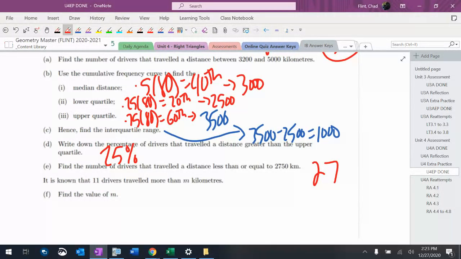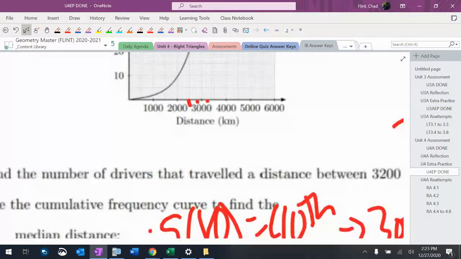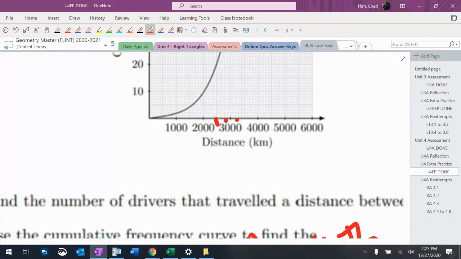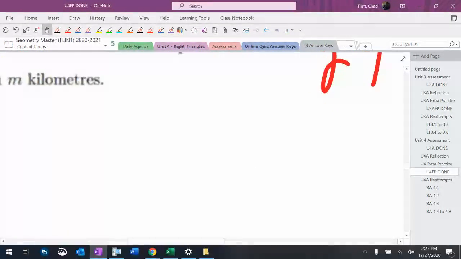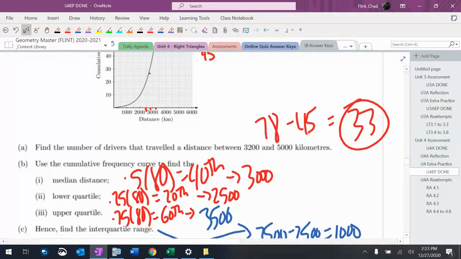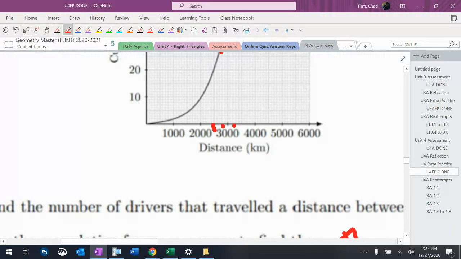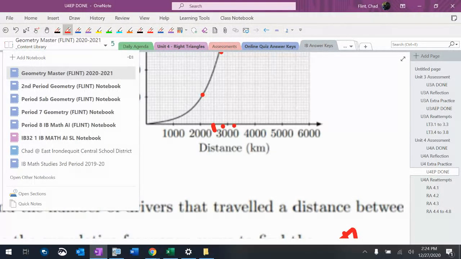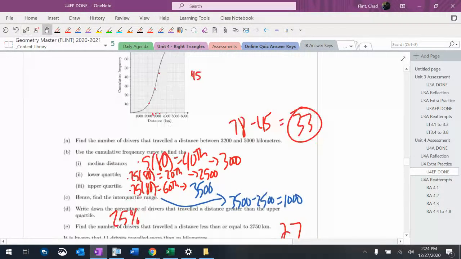It is known 11 drivers traveled more than m kilometers. Find the value of m. So I got to go to my thing here. 11 would be one line above the 10, which would be right. Oh, that's not going to work. Oh, I should have got a way better graph that I stole off the internet. 11 is right there. All right, and that's one tick past 2,000, so it'd be 2,100.